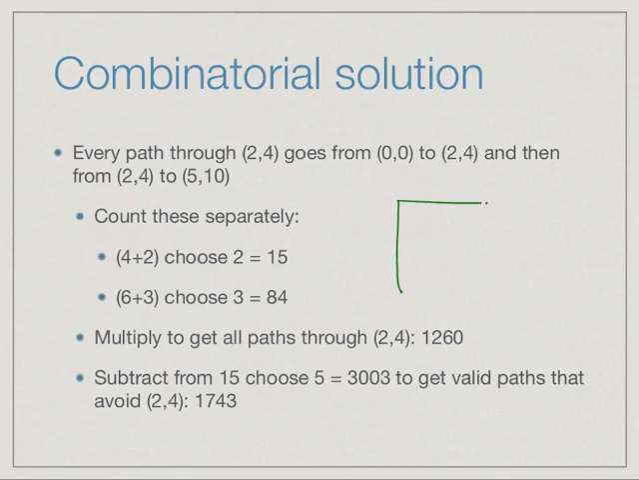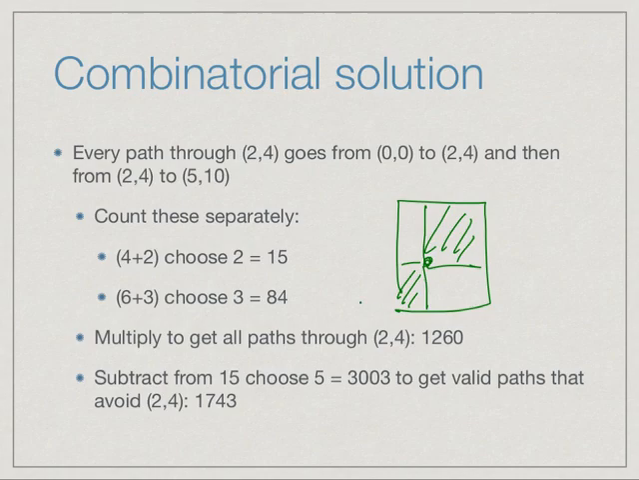Well, we can just solve a smaller version of the problem. So we have an intermediate target. So we solve this grid. How many paths go from here to here? How many paths go from here to here? Right? So from 0, 0 to 2, 4, we get 4 plus 2. Remember, it's 10 plus 5 at the target. So 4 plus 2, choose 2. So we get 15.